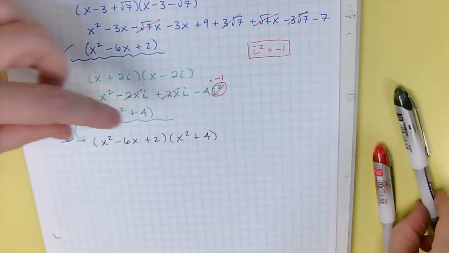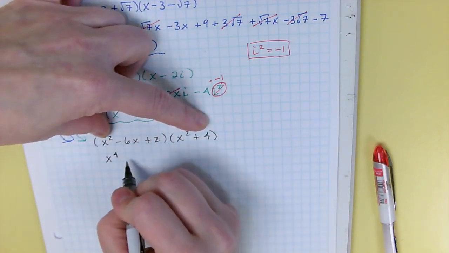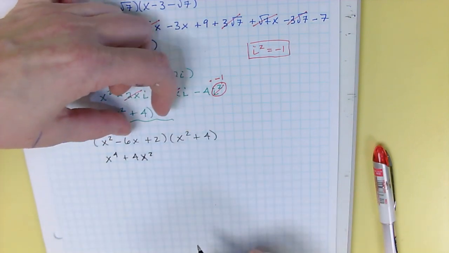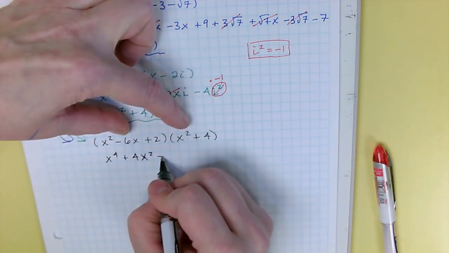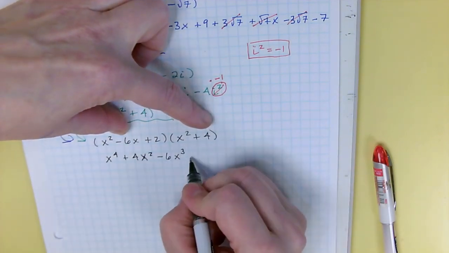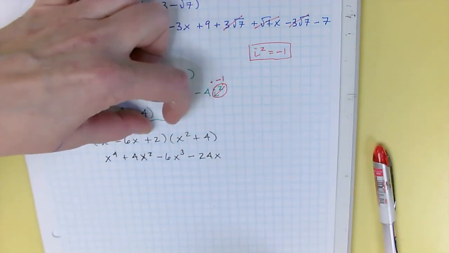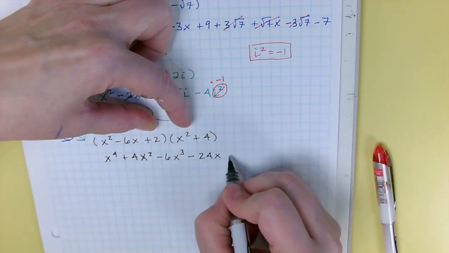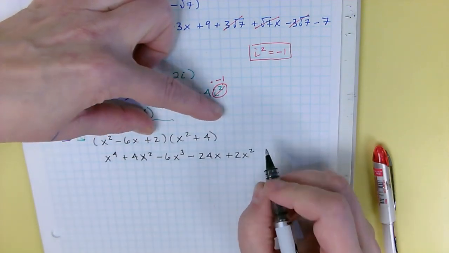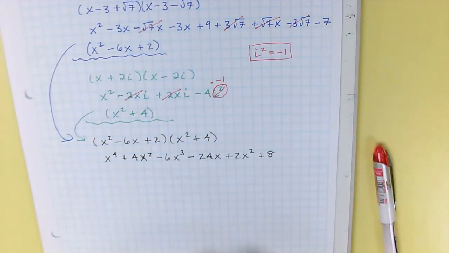So here we go. X squared times x squared is x to the 4th. X squared times 4 is positive 4x squared. Go to the next term. Negative 6x times x squared is negative 6x cubed. Negative 6x times positive 4 is negative 24x. Go to the third term. 2 times x squared is 2x squared. 2 times 4 is 8.